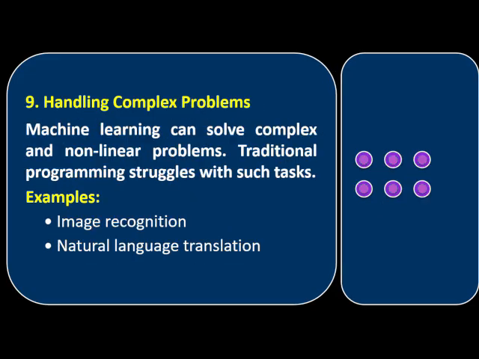So the next one is handling complex problems. Machine learning can solve complex and non-linear problems. Traditional programming struggles with such tasks. Examples: image recognition, natural language translations.